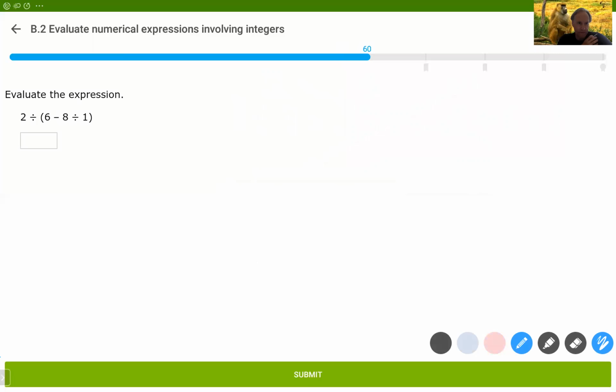Now we've got some parentheses. Everything inside the parentheses has to be done before you do that division. So we've got 2 divided by, everything inside the parentheses has to be done, 6 plus negative 8 divided by 1. Now I rewrote it. I probably would prefer to write it with division bars instead of the division symbol, but I'll write it this way so it looks a little nicer.